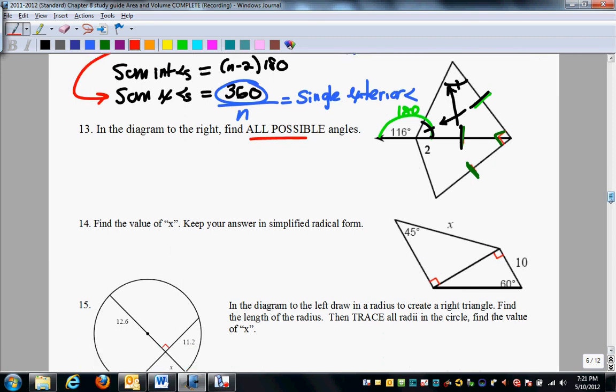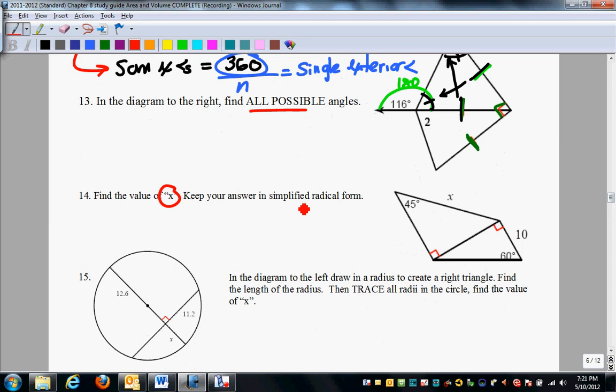Next problem says, find the value of x. Keep in mind to keep your answers in simplified radical form. Well, let's look at what we have here. We have a 90. We have 45 here, which implies there's a 45 here. So we have a 45, 45, 90-degree triangle here. And here, that's 60, that's 90. So you add those up, take it away from 180, and of course you have figured out you have a 30, 60, 90 triangle.